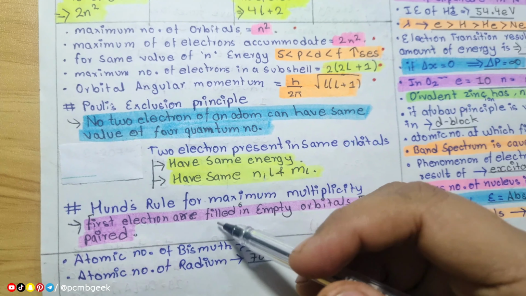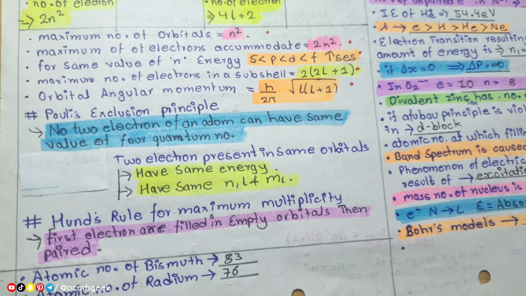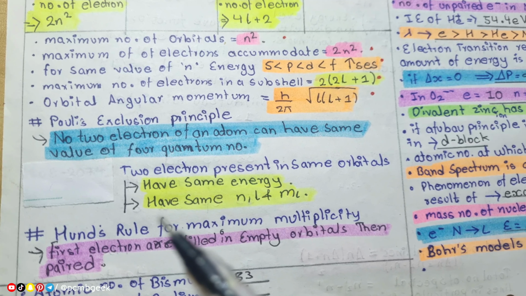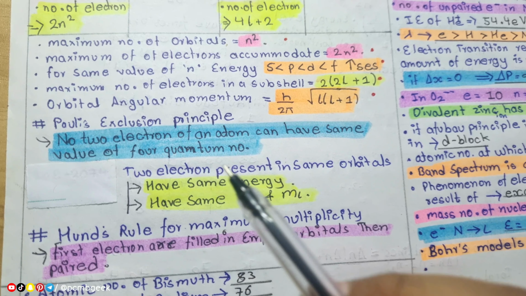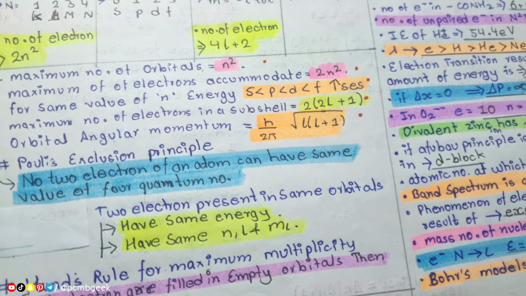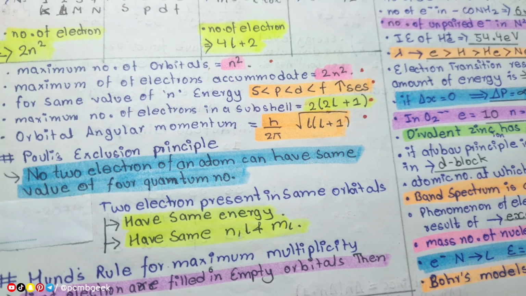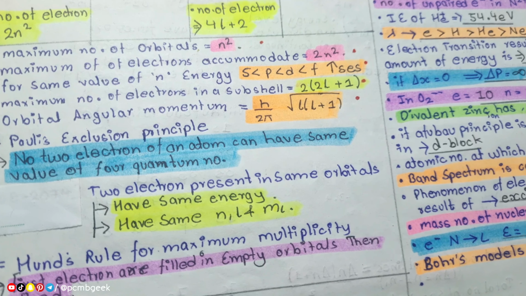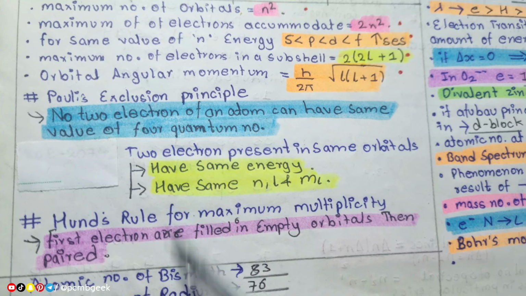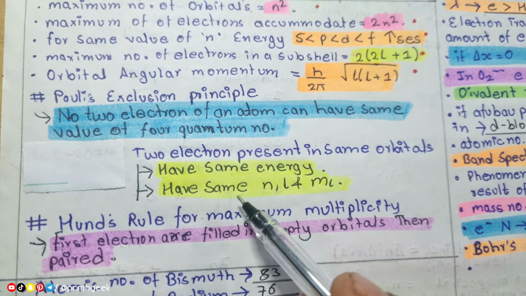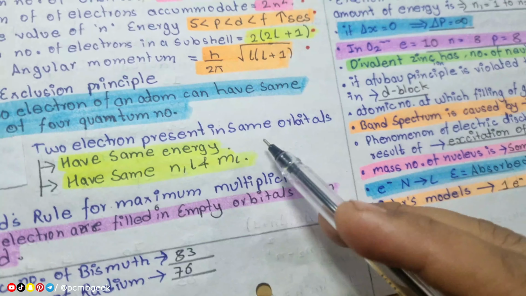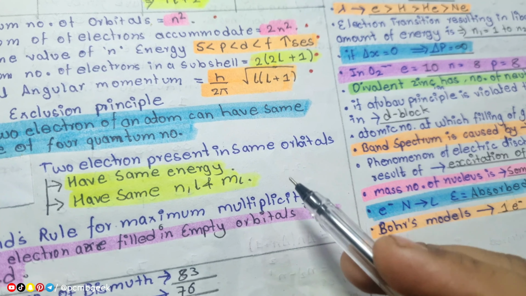Now let's learn about this further. Two more rules for filling an electronic configuration. Pauli's exclusion principle. According to this rule, no two electrons in an atom can have the same value of all four quantum numbers. The Pauli exclusion principle helps to explain a wide variety of physical phenomena. Electrons within an atom have different spins while being in the same orbital. Simply, two electrons present in the same orbital have the same energy and the same values of principal, azimuthal and magnetic quantum numbers, where their spin quantum number varies as positive and negative half.